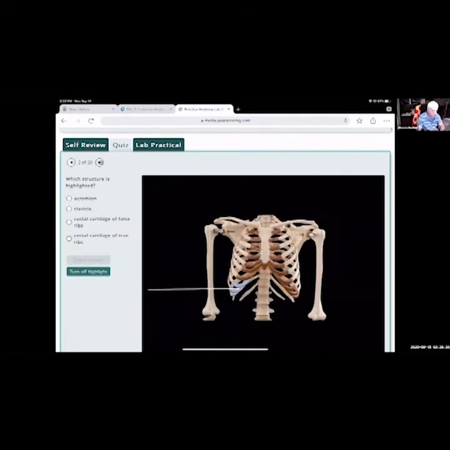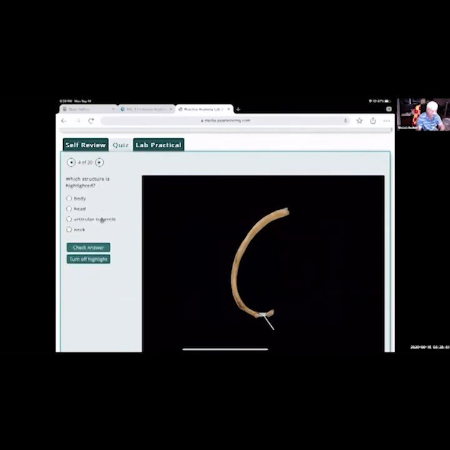Right. What structure is highlighted? Costal cartilage of false ribs. Yeah, false rib. I'll buy that. How do you know they're false ribs? They're not attached to the sternum. Perfect. They don't attach to the sternum directly. Right. You got it. And what's highlighted there? What part of the rib? The neck. The neck. I would agree with that.